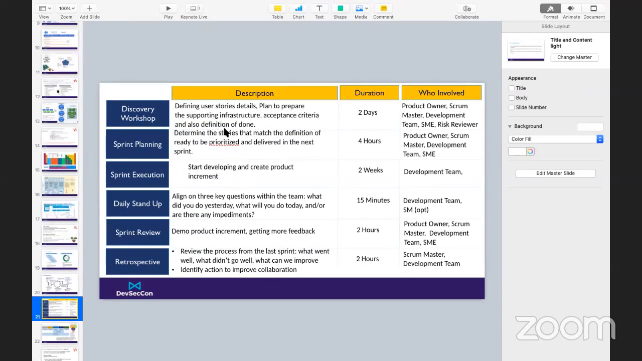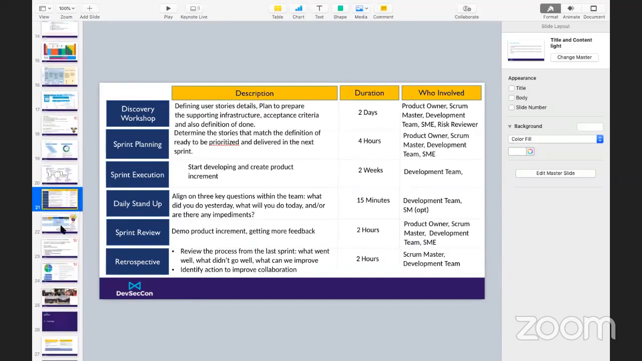So this is some of the description. For your lean agile, you can do discovery workshops. The description is what you are doing here, how long the duration is, and who is involved. So we have an SME here. Everyone in IT security, IT architecture, and IT infrastructure, you call an SME here. They will be involved in the discovery workshop and also in the retrospective. They will get engaged also in the sprint review. Okay, this is for the lean.